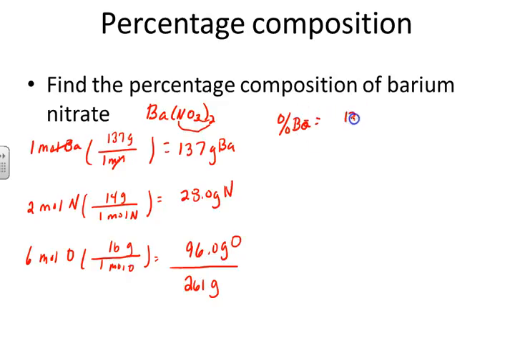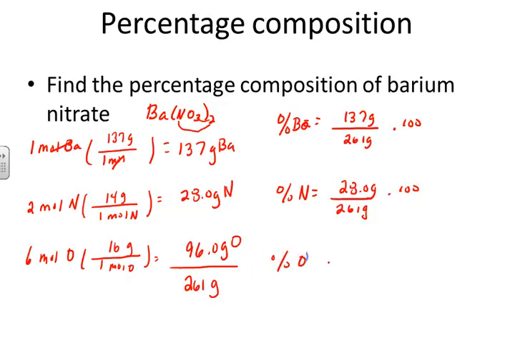So our percentage barium is 137 grams divided by 261 grams times 100. Our percentage nitrogen is going to be 28 grams divided by 261 grams times 100. And our percentage oxygen is going to be equal to, let's say, 96 grams divided by 261 grams times 100. That gives us for barium 52.5%. For nitrogen, 10.7%. And for the oxygen down here, that would be 36.8%.